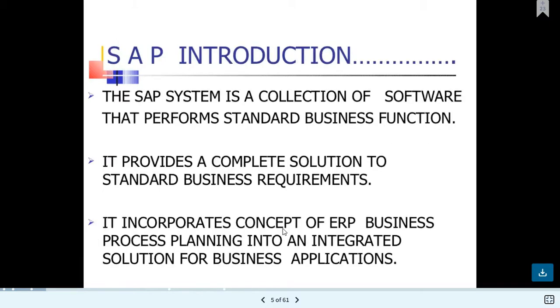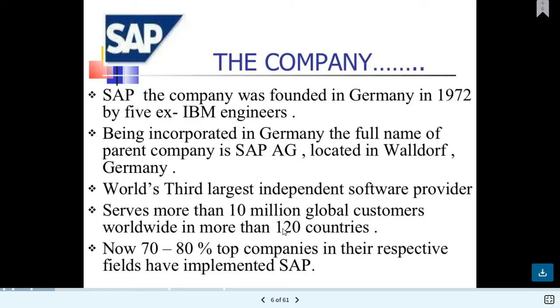SAP introduction. The SAP system is a collection of software that performs standard business functions. It provides a complete solution to standard business requirements. It incorporates the concepts of ERP and business process planning into an integrated solution for our business applications. The company was founded in 1972 by five ex-IBM engineers. Incorporated in Germany, the full name of the parent company is SAP AG, located in Walldorf, Germany.